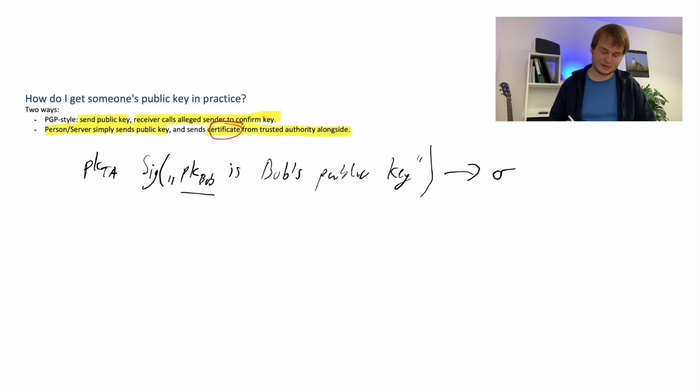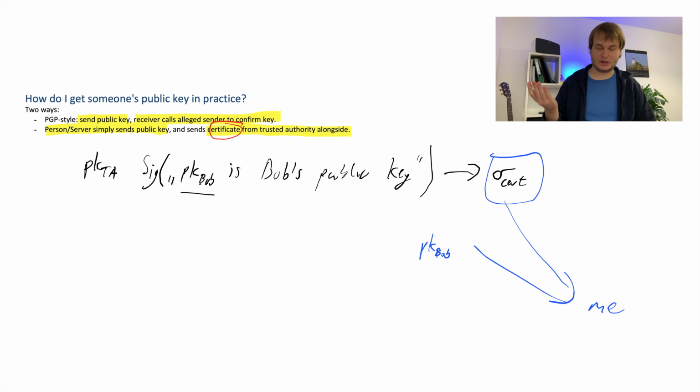And I would get a signature sigma. I call this thing sigma cert, so that's the certificate for Bob. And now basically what Bob can do is just take the certificate and then just send the public key of Bob. So he just sends his own public key to me in addition to the certificate.